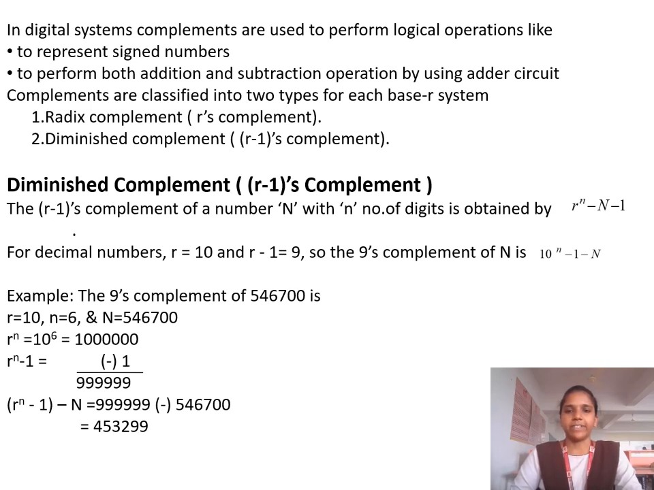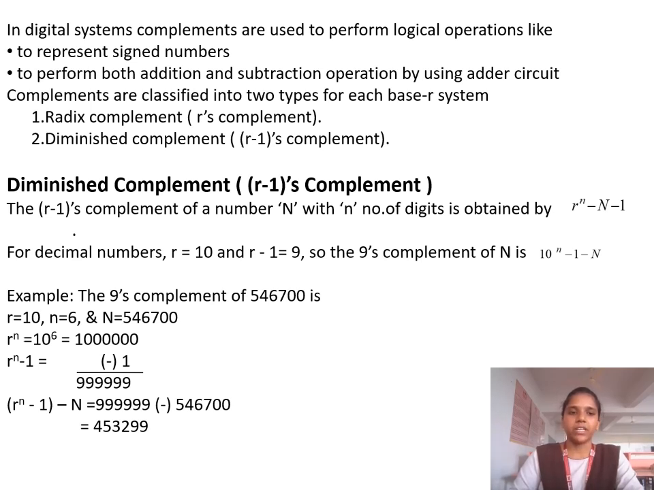Diminished complement. The R minus 1's complement of a number capital N with n digits is obtained by R power n minus capital N minus 1. For decimal numbers, R is equal to 10 and R minus 1 is equal to 9. So the 9's complement of N is 10 power n minus 1 minus capital N. For example, the 9's complement of 546700, R is equal to 10 and the number of digits of capital N is 6.